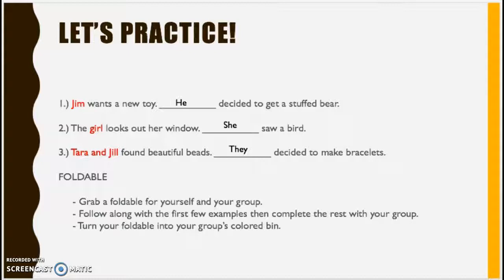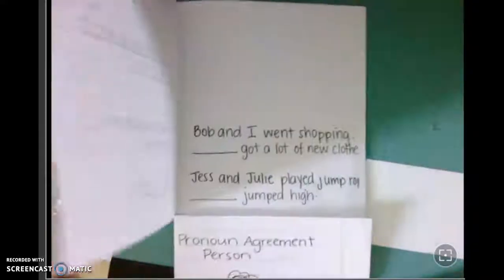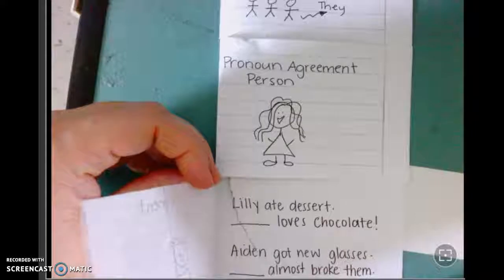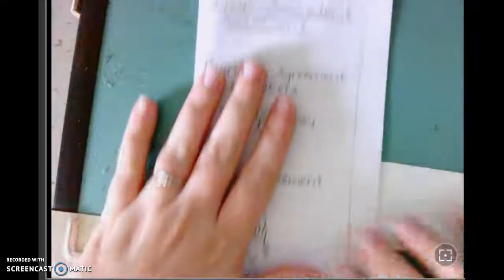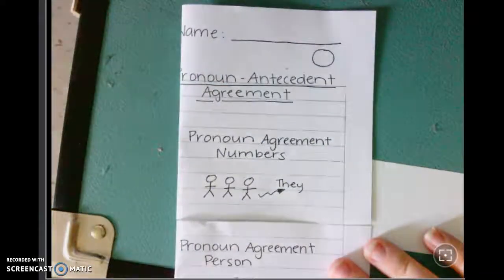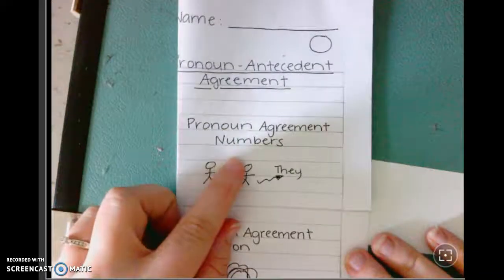We are going to complete a foldable. So I want you to go grab a foldable for yourself and your group, and we're going to work through some examples together. All right, so here's how your foldable should look. I want you to go ahead and fold each of the flaps so that you have your sentences under the flaps. Mine's a little torn. To complete your foldable, okay? All right, put your name at the top, your number in the circle, and then we're going to go ahead and get started, okay? The first thing that a pronoun has to agree with is the number of people.